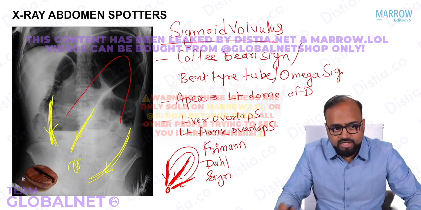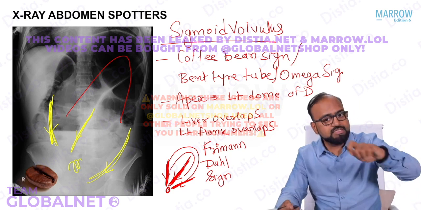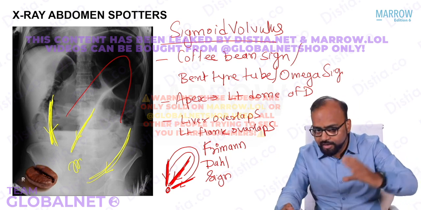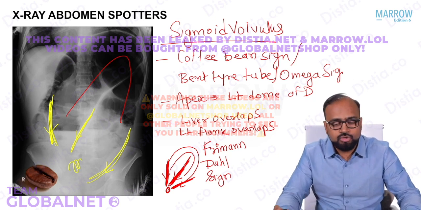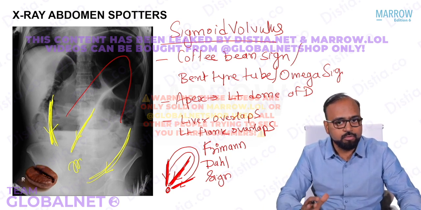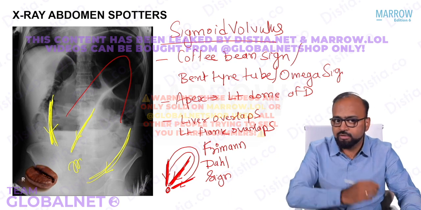Now the first step in the management of sigmoid volvulus is to try and pass a flatus tube. If we can do that and decompress this particular loop, surgery can be avoided. But otherwise a colostomy would be required, a surgical intervention would be required. This is something that we'll discuss in surgery.